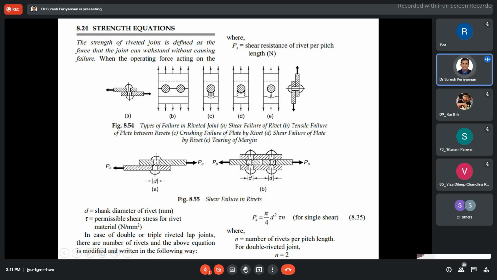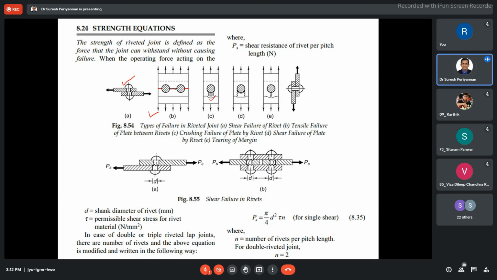Here is the schematic diagram, as we discussed earlier. This is due to shear. This region is due to tension along the thickness of the plate. This is due to crushing.